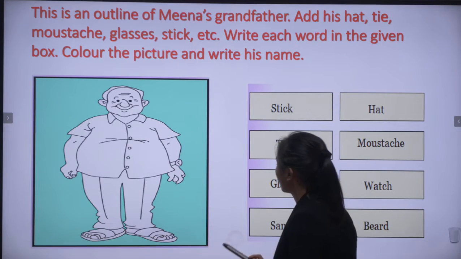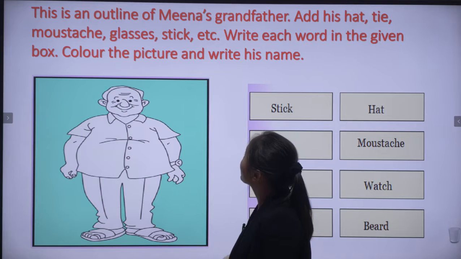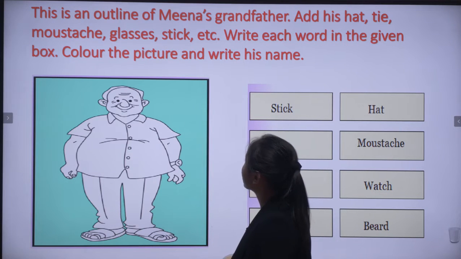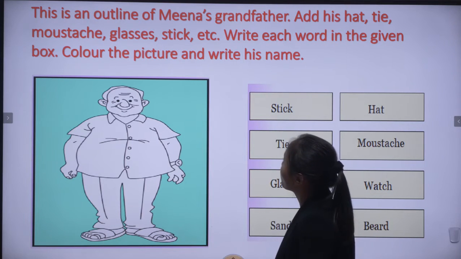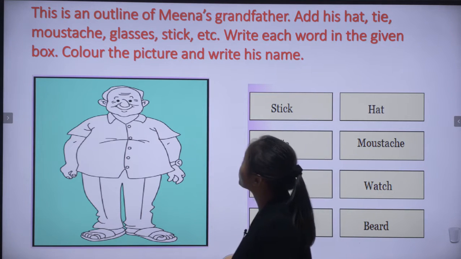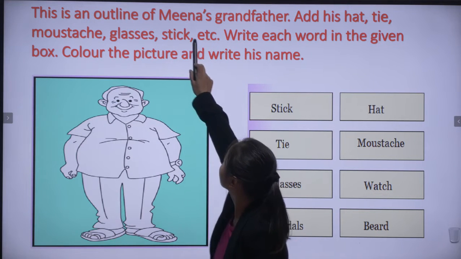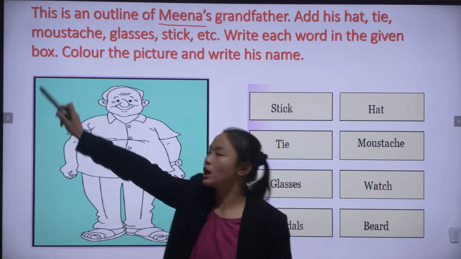Let's see. This is an outline of Mina's grandfather with his hat, tie, mustache, glasses, stick, etc. Write each word in the given box, color the picture and write his name. So there is an outline of a grandfather. Whose grandfather? Mina's grandfather. It's an outline.